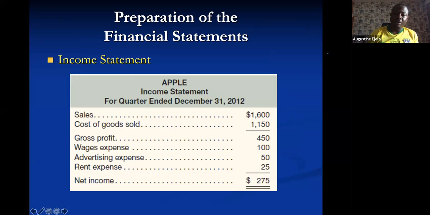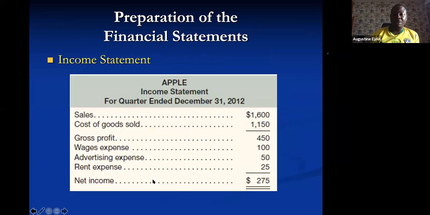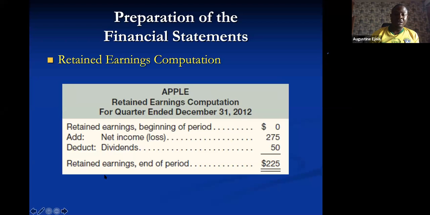When you are done, you can also extract your retained earnings. Retained earnings at the beginning of the period is 0 because we are assuming that this is the first year of operation. We say net income. From this equation, we determine that we have a net income of 275. All right. So we have net income of 275. We have dividend 50.